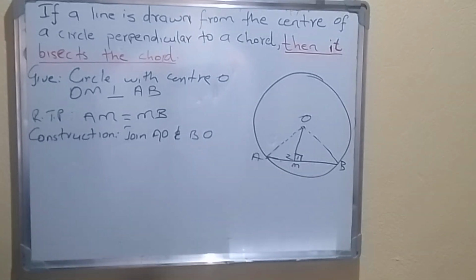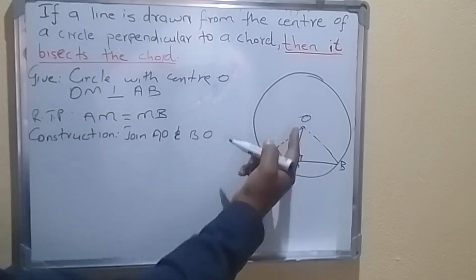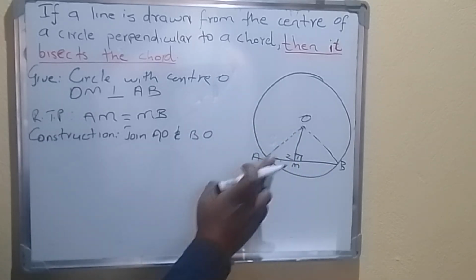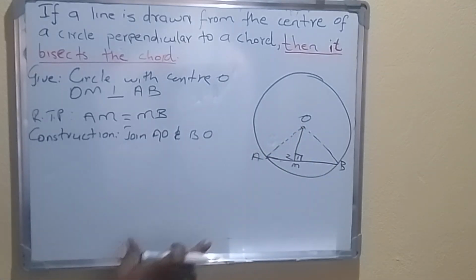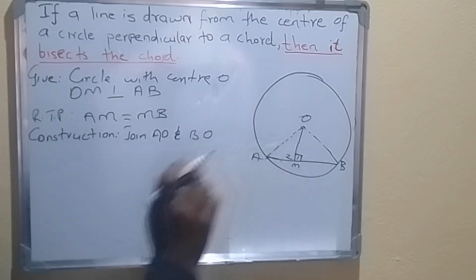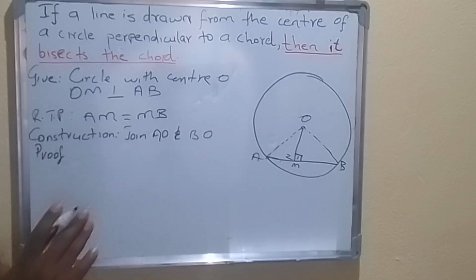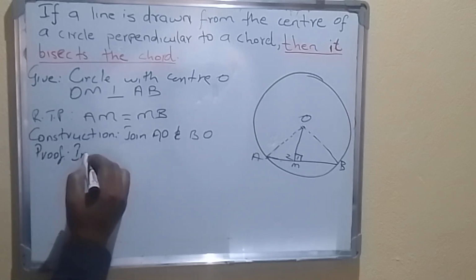Now, what have I created here? I've created three triangles: AOB, AOM, and BMO. But I'm interested in AOM and BOM. Why? Because if I can prove that these two triangles are congruent, then it will mean that I've proven that this one is equal to this one. So for you to successfully prove this theorem, you need to understand congruence of triangles.